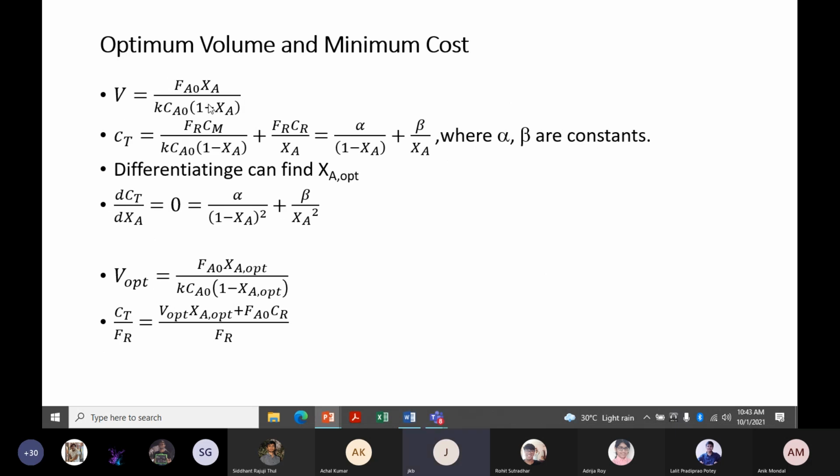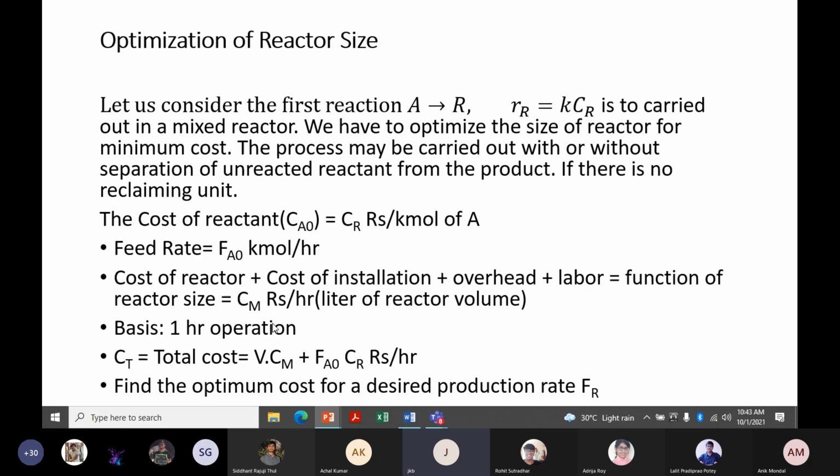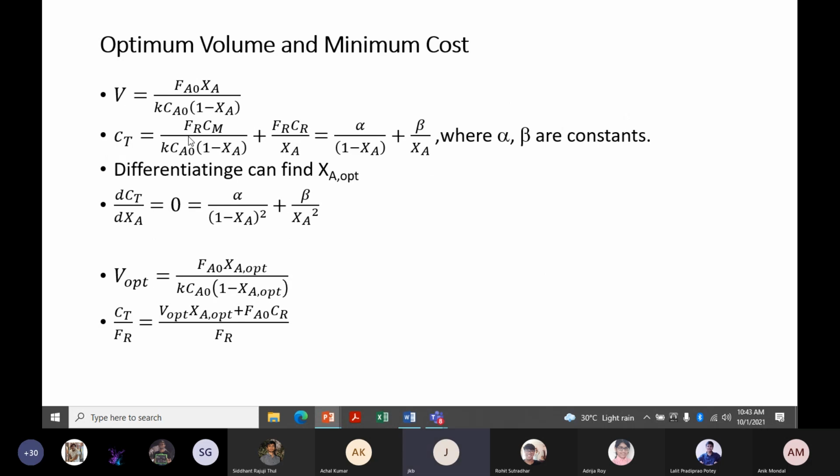Volume, if we consider a CSTR, is FA0 XA by the rate of reaction, k CA0 (1 minus XA), as it is first order. Then the total cost CT, as per the previous equation, is the volume of the reactor multiplied by CM. And what is FR? FR is FA0 into XA. This is the reactant flow rate, FR.